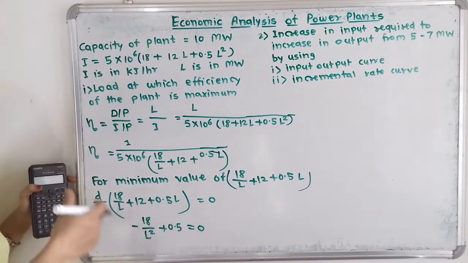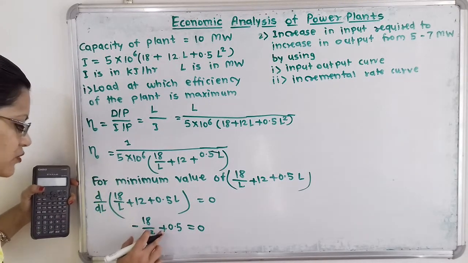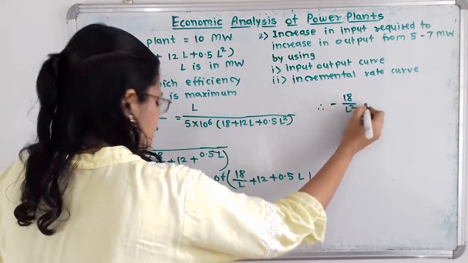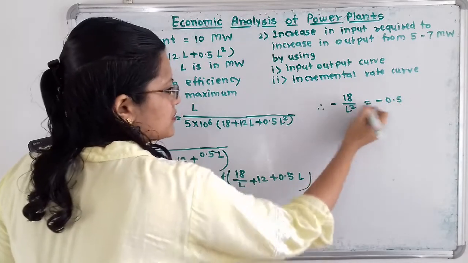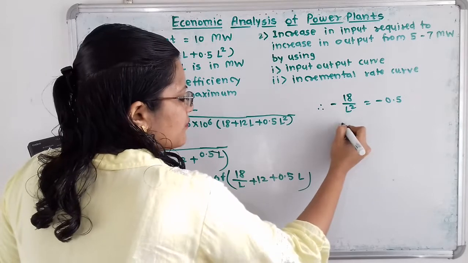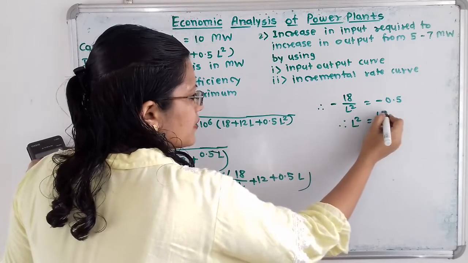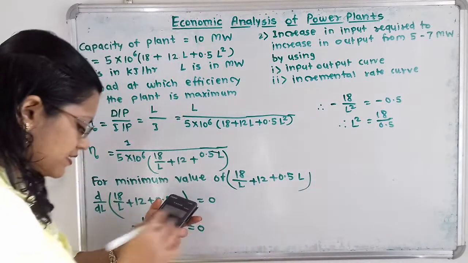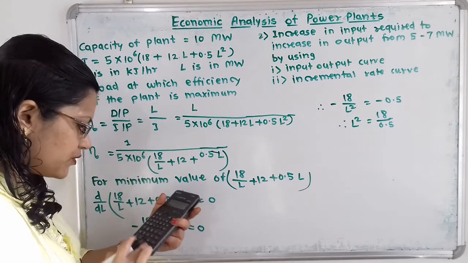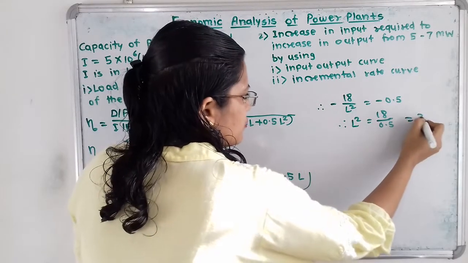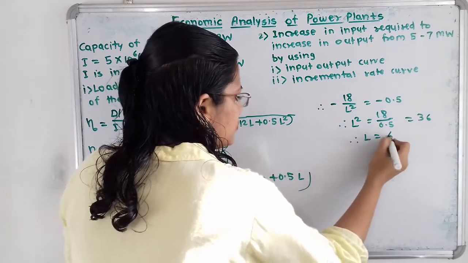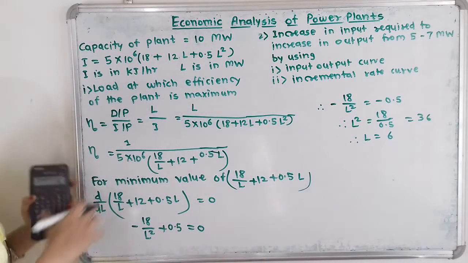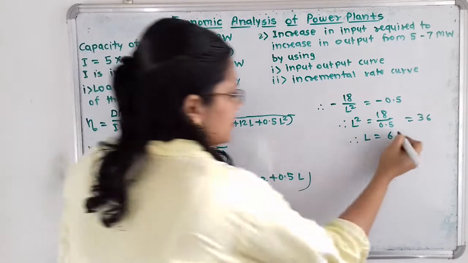Now again we will simplify this and we will find out the value of L. So if I write therefore minus 18 by L square, which is equal to minus 0.5. So this minus is getting cancelled and therefore L square is equal to 18 divided by 0.5. So if I write this 18 divided by 0.5, that is 36, and therefore L is equal to 6. So this load value is nothing but L is equal to 6, and this load is in megawatt.